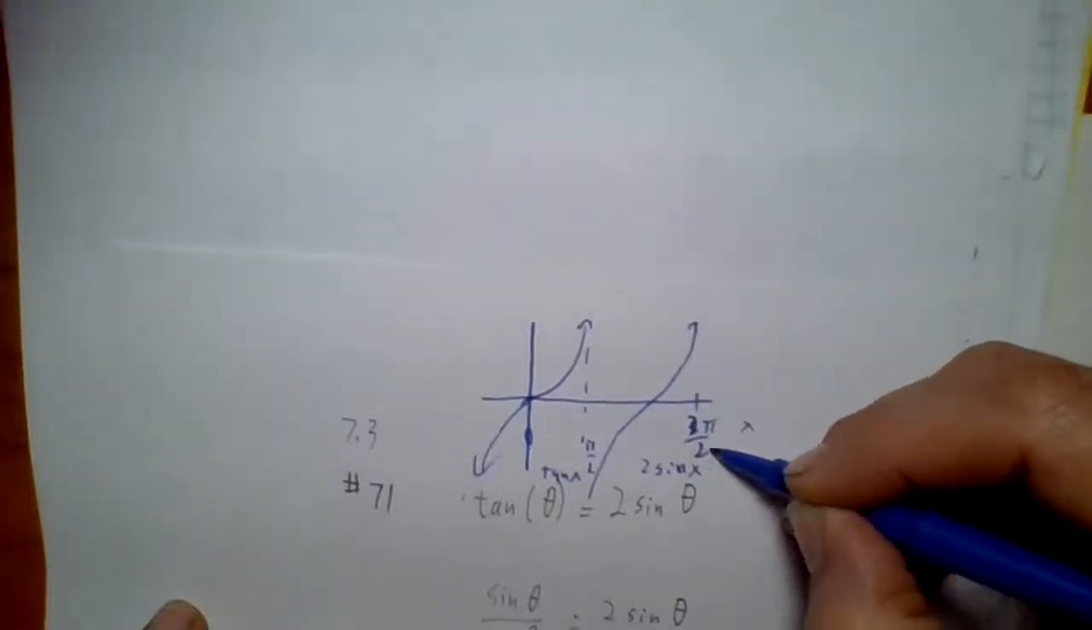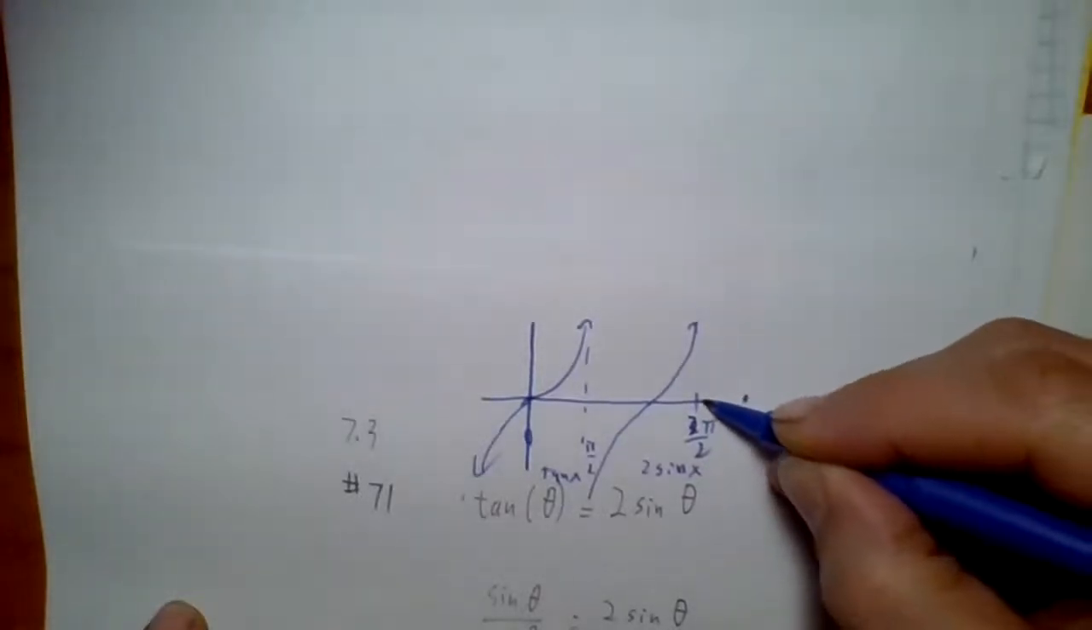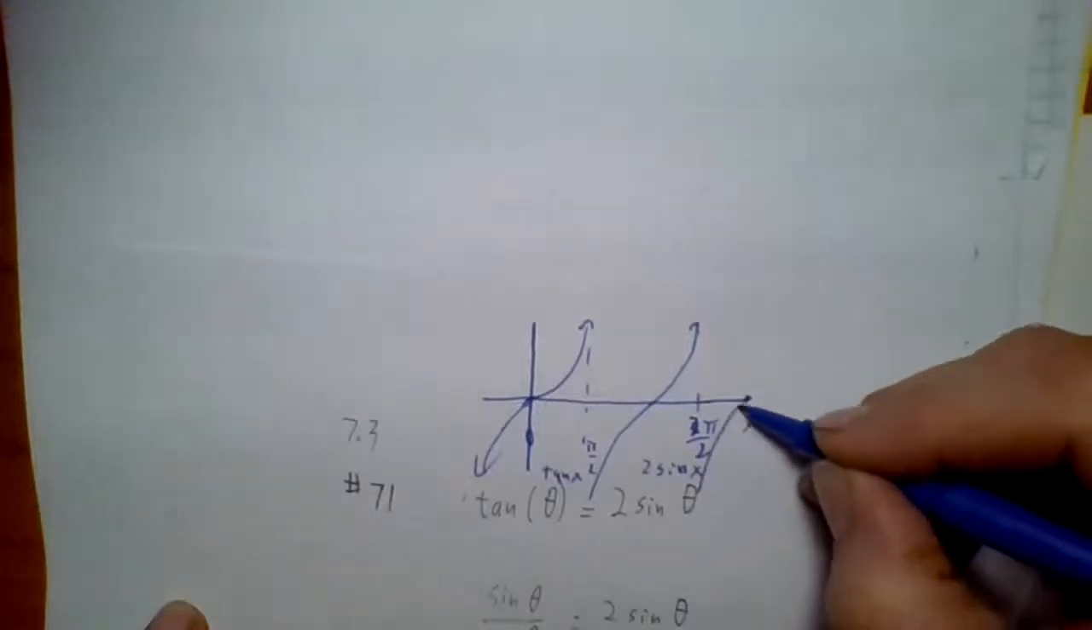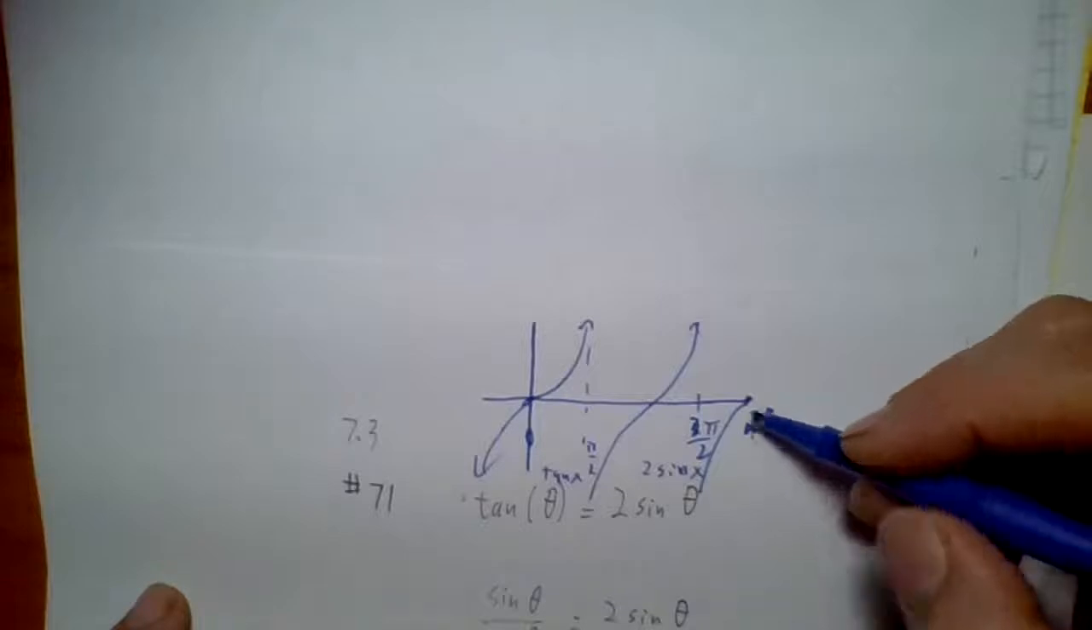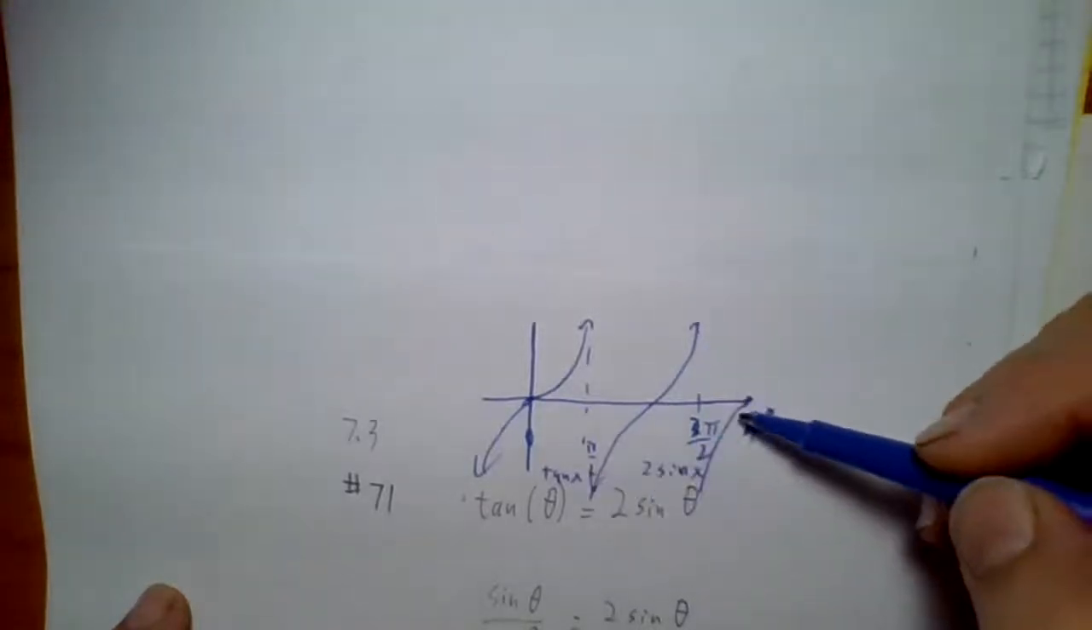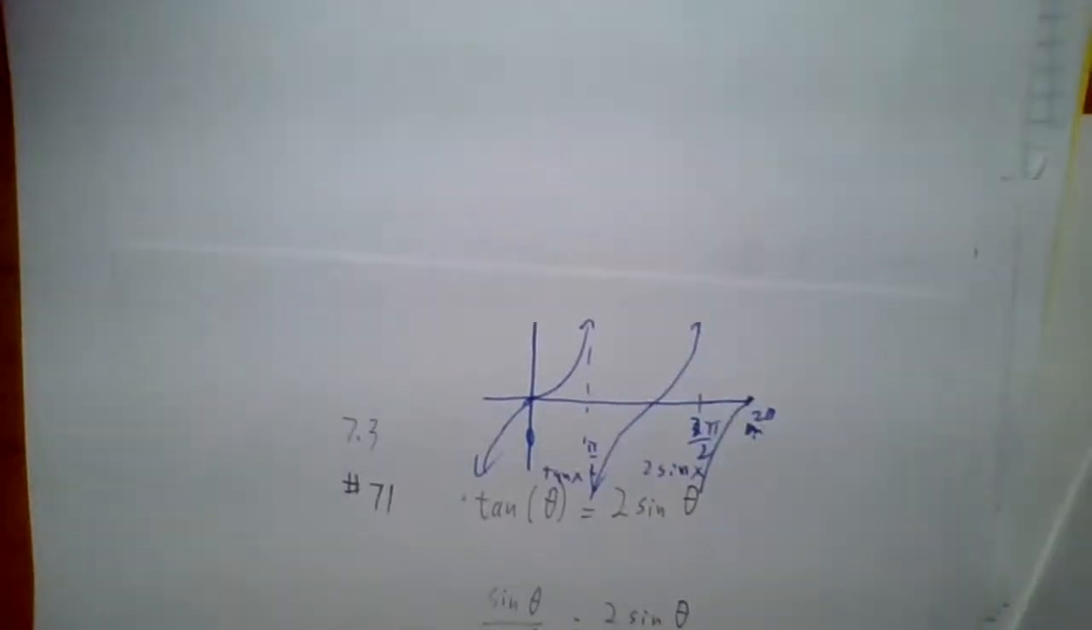Next asymptote is actually at 3 pi over 2. So actually, if I want to go all the way out to 2 pi, I'd have another piece here. So that's the graph of a tangent function between 0 and 2 pi, 2 cycles of it. Compare that to this one.